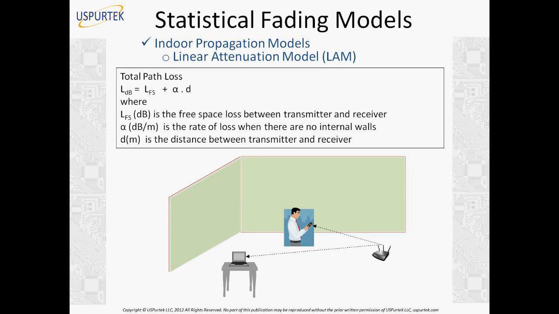What is the decay of signal power for a unit distance, where D is the distance between transmitter and receiver, of course, and then you have the free space loss between transmitter and receiver.